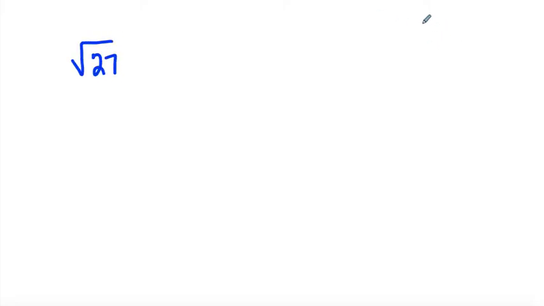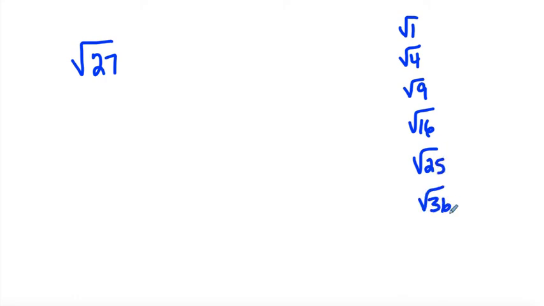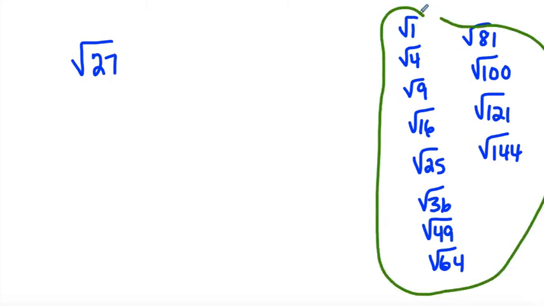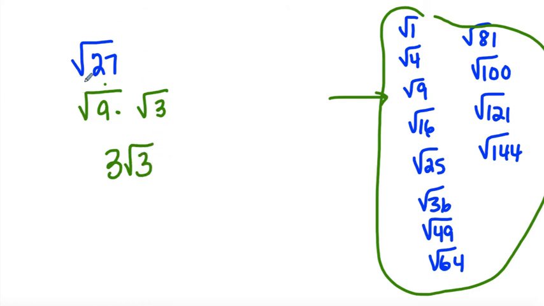All right, so remember, our perfect squares are square root of 1, square root of 4, square root of 9, square root of 16, square root of 25, square root of 36, square root of 49, square root of 64, square root of 81, square root of 100, square root of 121, and square root of 144. That's up through 12. All right, so I'm trying to find which one of these numbers could be a factor of 27. Well, hopefully you remember your factors of 9, and we know that we could rewrite 27 as the square root of 9 times the square root of 3, which would give me 3 rad 3. All right, let's try another one.